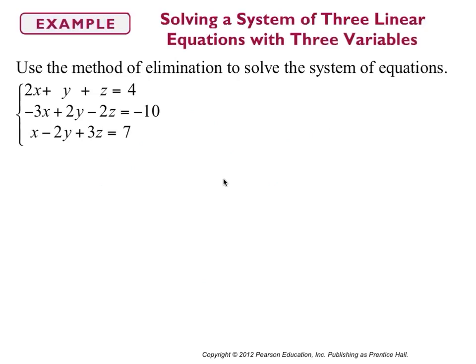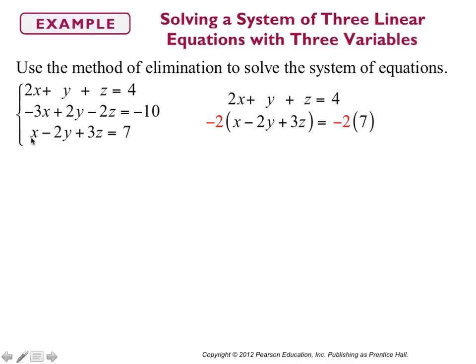Okay, so what we want to do here is use the method of elimination in order to solve our system of equations. We have 2x plus y plus z equals 4, negative 3x plus 2y minus 2z equals negative 10, and x minus 2y plus 3z equals 7. We just want to pull out two of the equations that fit together nicely and eliminate some variables. If you look at the first and the third equation, at the x value, we have a 2x and an x. It would be pretty easy to get rid of that.